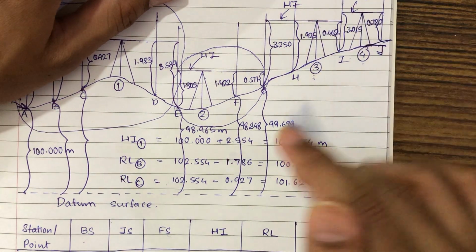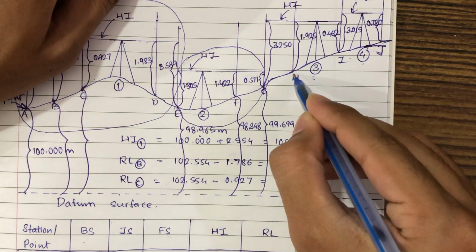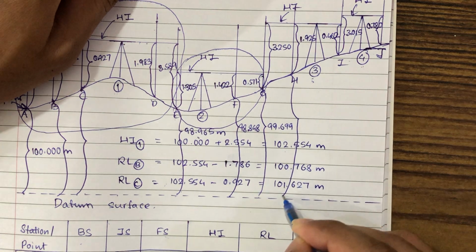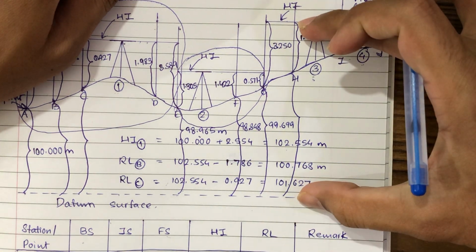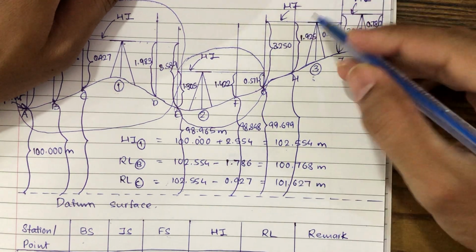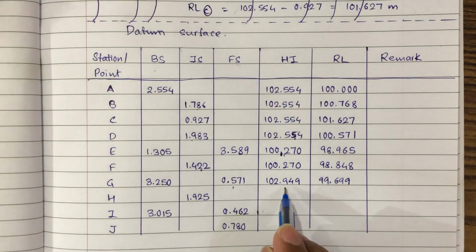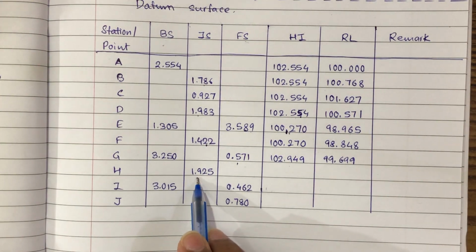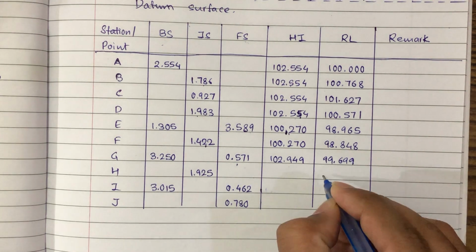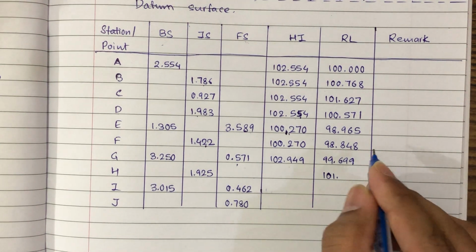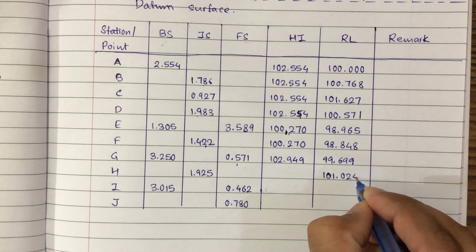Now we need to find RL at H. What will be RL at H then? It will be this total height of instrument minus this reading. So that is 102.949 minus 1.925. So this reading comes out to 101.024.